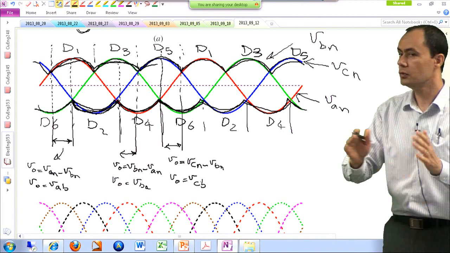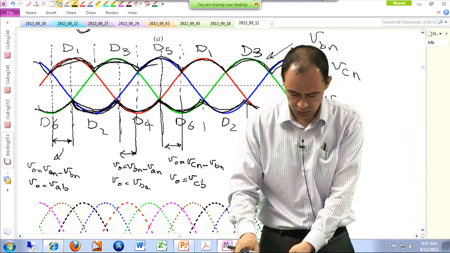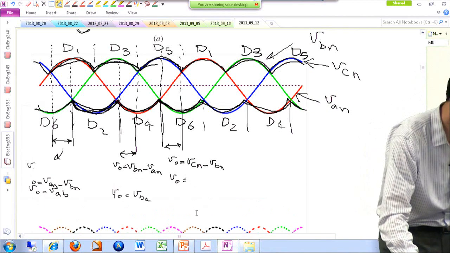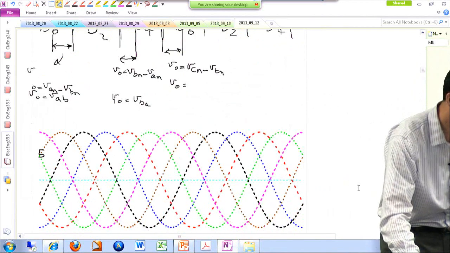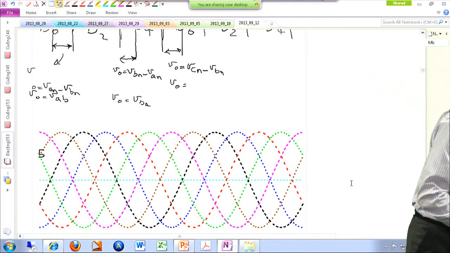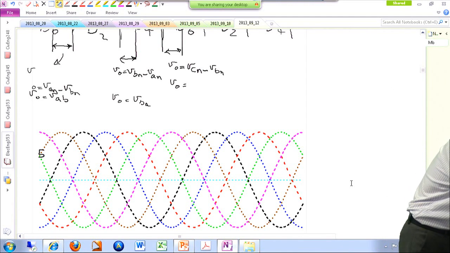All right? So if you do it for all these 6 intervals, so we have actually 6 intervals, you're going to realize that you're constantly following one of these line-to-line voltages. So you have to go back and plot these line-to-line voltages that I have plotted over here. I hope, again, you're not colorblind. And then, as it turns out, for instance, this would be VAB.